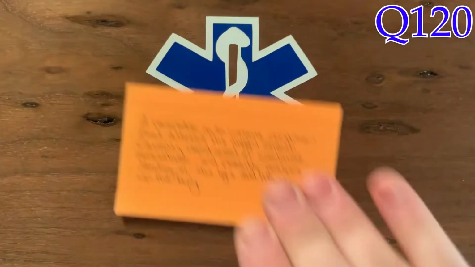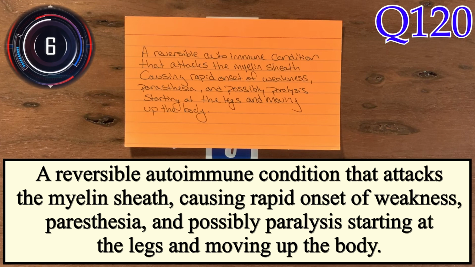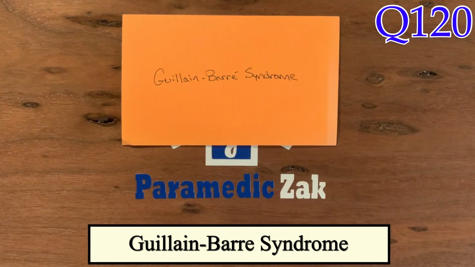And lastly, we have question 120. A reversible autoimmune condition that attacks the myelin sheath, causing rapid onset of weakness, paresthesia, and possibly paralysis starting at the legs and moving up the body, is known as blank. So this autoimmune condition, and I may be butchering the name again, is known as Guillain-Barré syndrome.